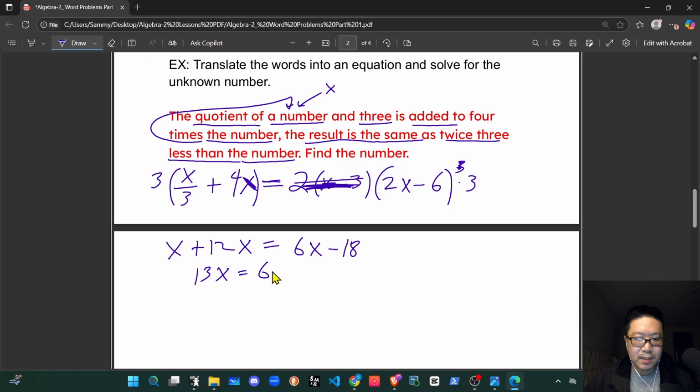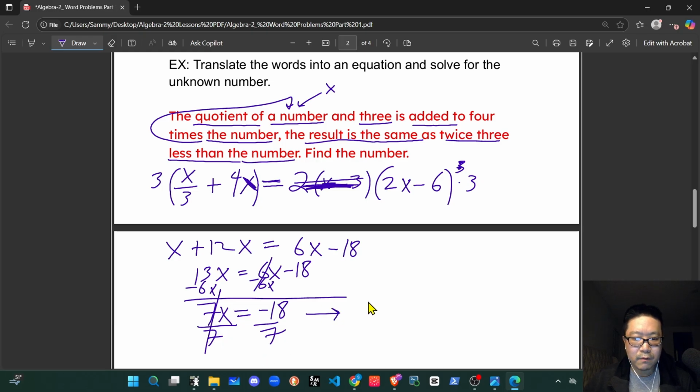On the right side, we have 6x minus 18. So we can subtract 6x from both sides. And we're left with 7x on the left side and negative 18 on the right side. To isolate x, we divide both sides by 7. The 7's cancel out on the left side. So our unknown value, our final answer, is x equals negative 18 over 7.